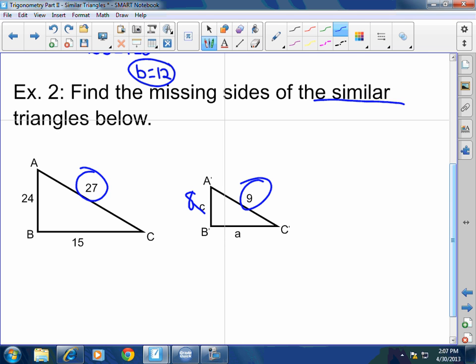Why? Because AB corresponds to A prime B prime. What's 15 divided by 3? So A is going to be 5. Why? Because BC is corresponding to B prime C prime.